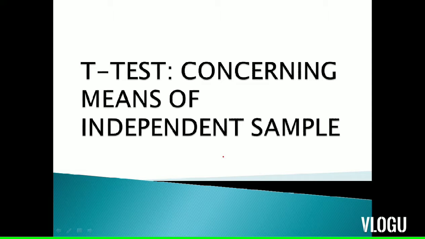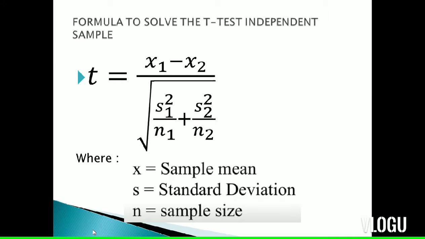So let's have a repetition of solving T-test and ANOVA. Let's start with the T-test, concerning means of independent sample T-test. First, we determine the formula to solve the independent sample T-test.